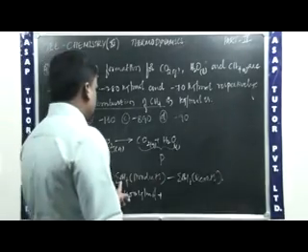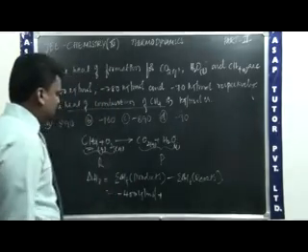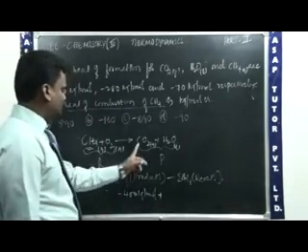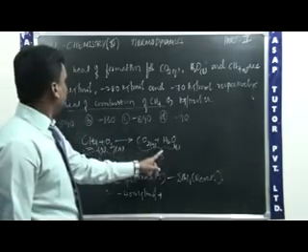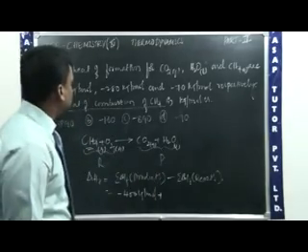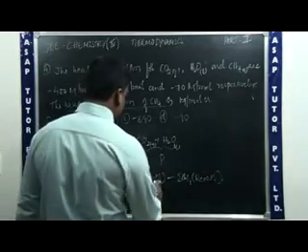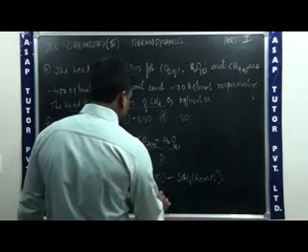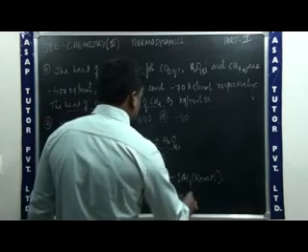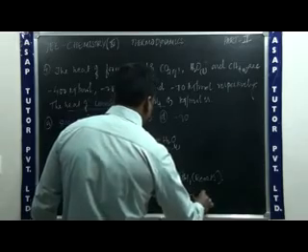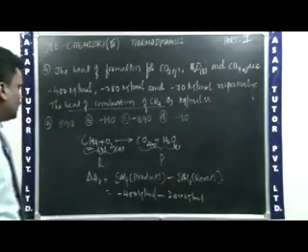So here we are writing the change in enthalpy of formation of the products. For CO2 they give minus 400 kilojoules per mole. Then for water they give minus 280 kilojoules per mole. Therefore, plus into minus, it will become 280 kilojoules per mole.